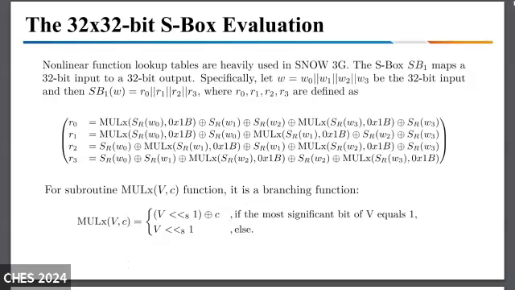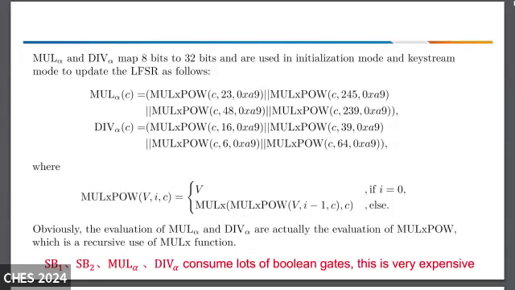Because nonlinear function lookup tables are heavily used in SNOW-V, and the SB1 maps 32 bits input to 32 bits output, and also we use the mul_alpha and the div_alpha, they also map 8 bits to 32 bits and are used in the initialization mode and the key stream mode to update the LFSR.